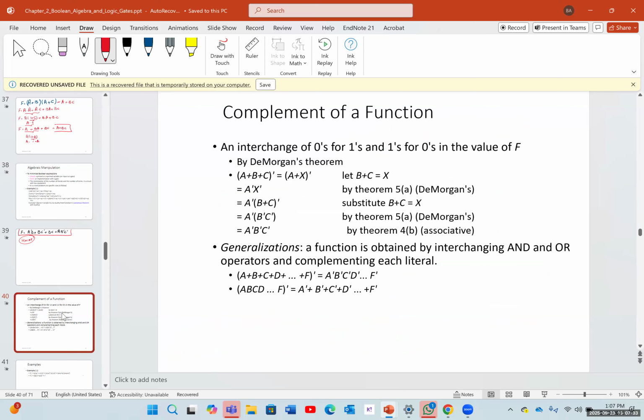So today we're going to start with the complement function. Then we will go through minterms, maxterms, and if we have time, we will go through sum of products, which is sum of minterms, or SOP we call it, and POS, which is product of sums.